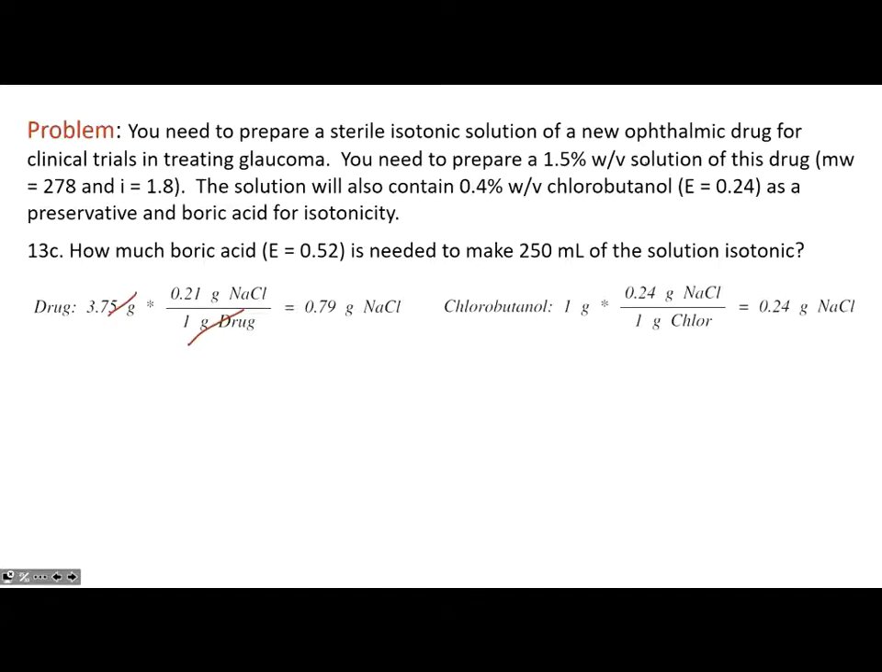Do the same thing for the chlorbutanol. I won't belabor that, but 1 gram times its E value, which was 0.24, and we were given that, means 0.24 grams of sodium chloride from chlorbutanol. So I know how much I'm getting for my drugs. How much do I need total?